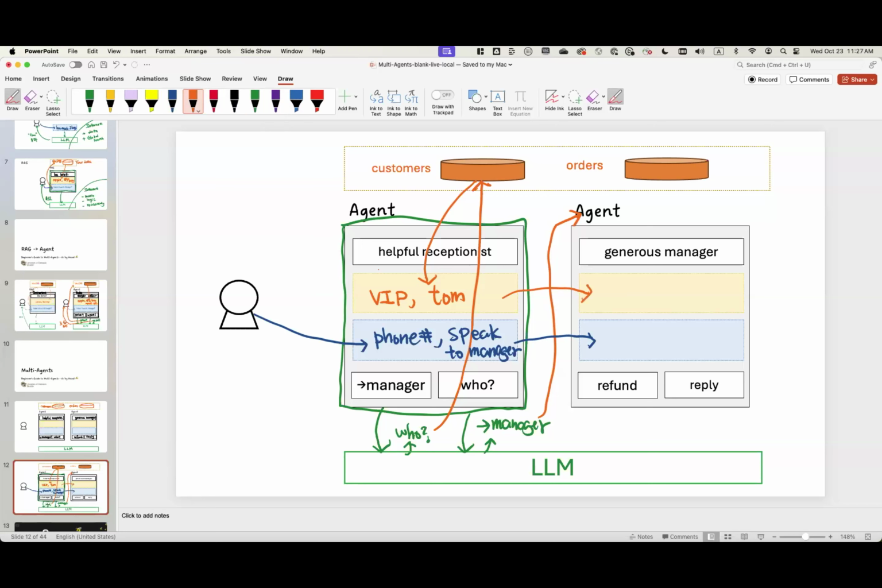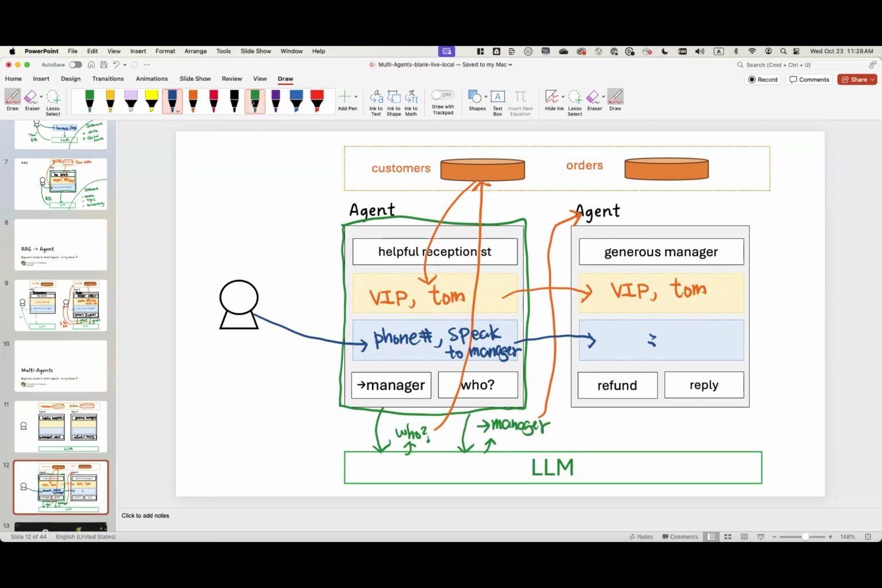In this case, I can use copy and paste. I will select this sketch, copy and paste, and move it over here. So I have VIP and Tom. I could do the same thing by hand, but this just saves me time.